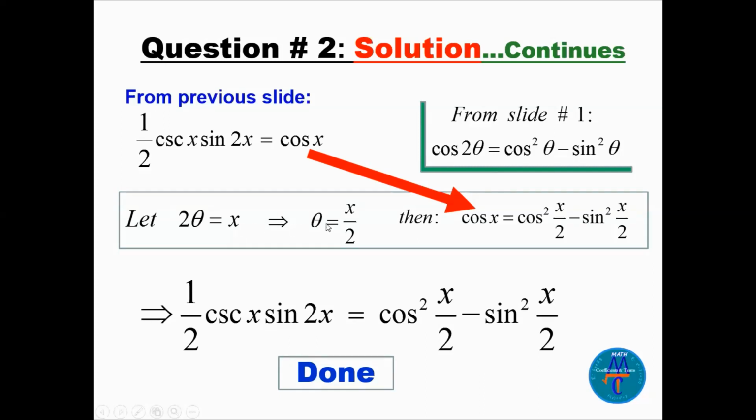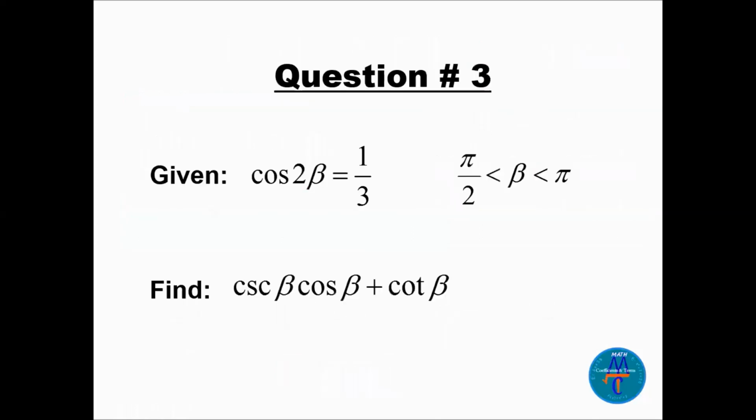What do you get for theta from here? Theta will be x over 2. So if 2 theta is equal to x, this theta becomes x over 2, which we need. Done. So the left side is equal to cosine of x. Cosine of x is equal to cosine squared x over 2 minus sine squared x over 2. Nice question.